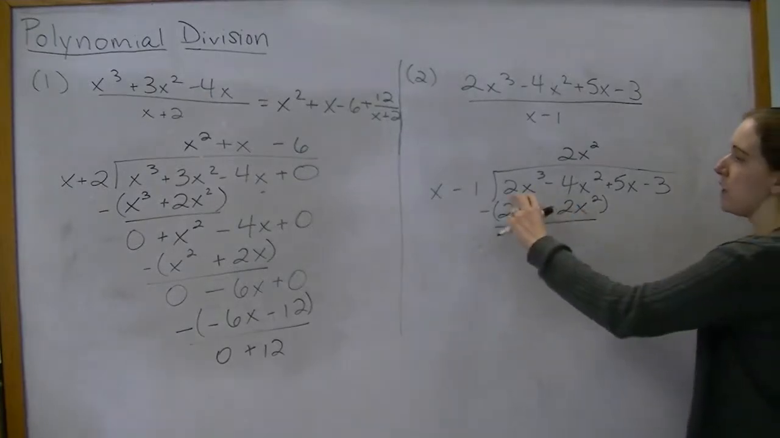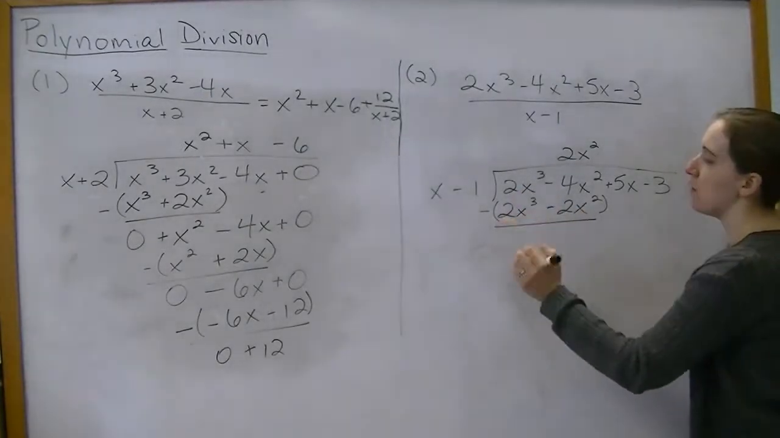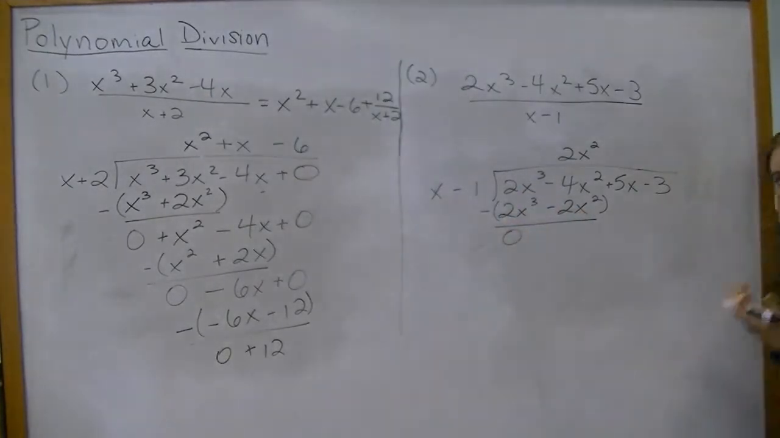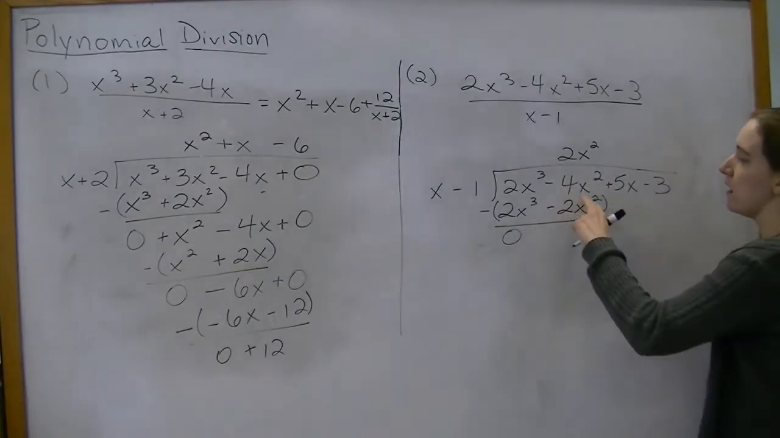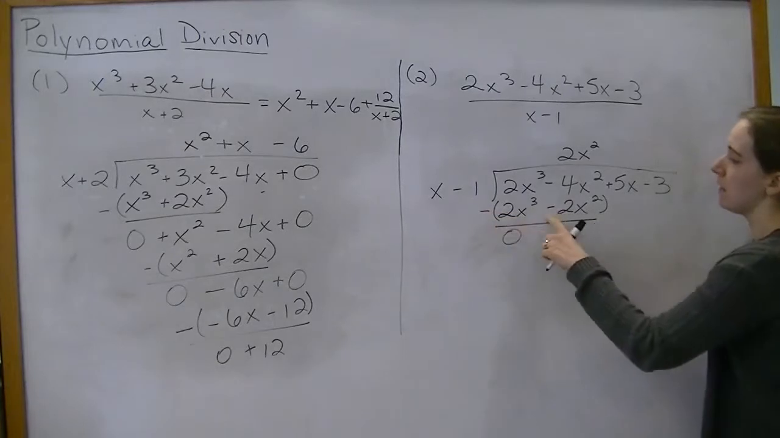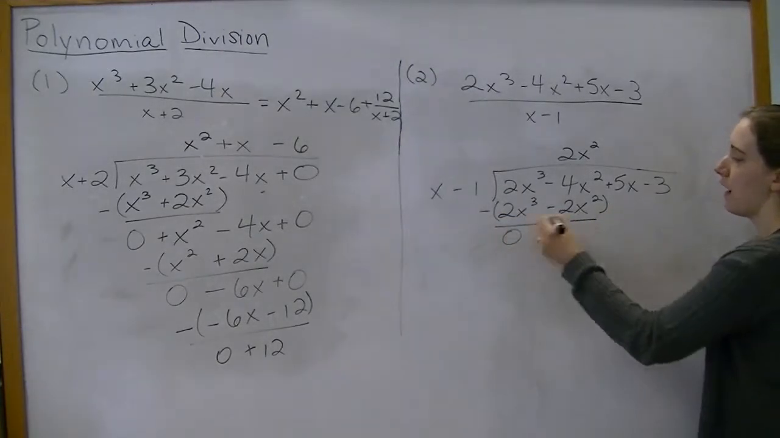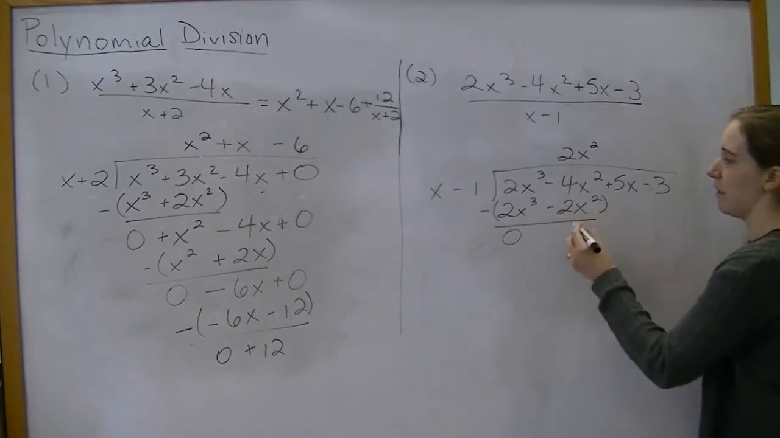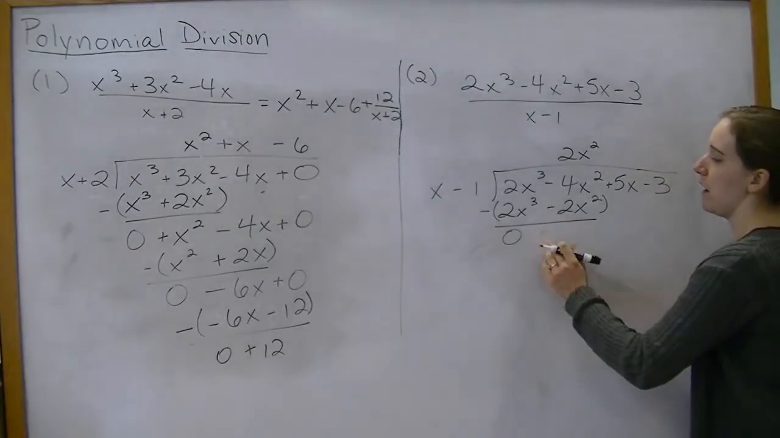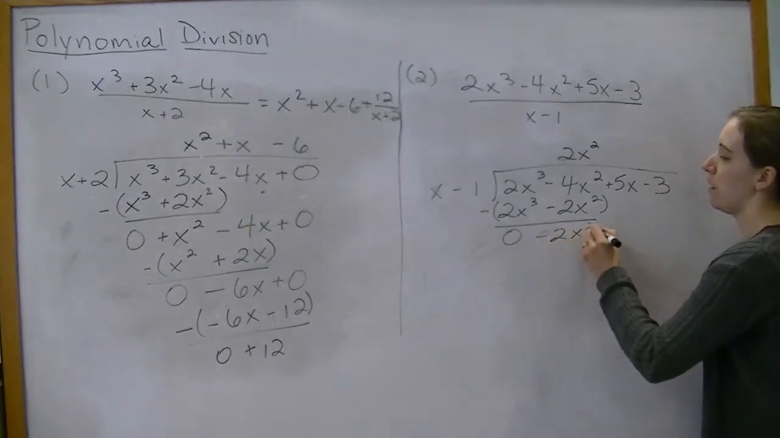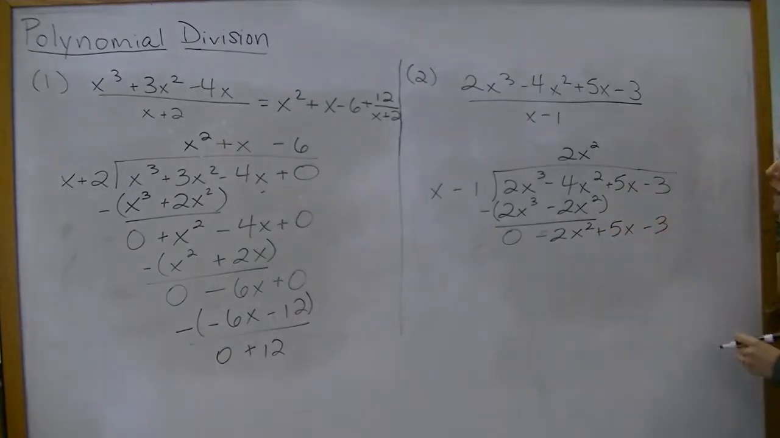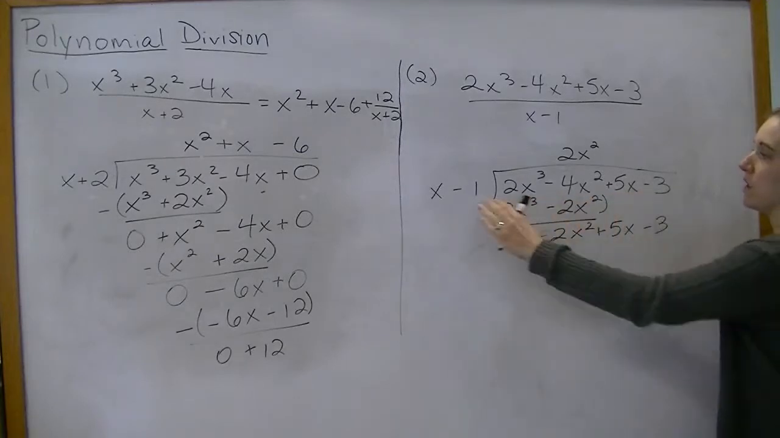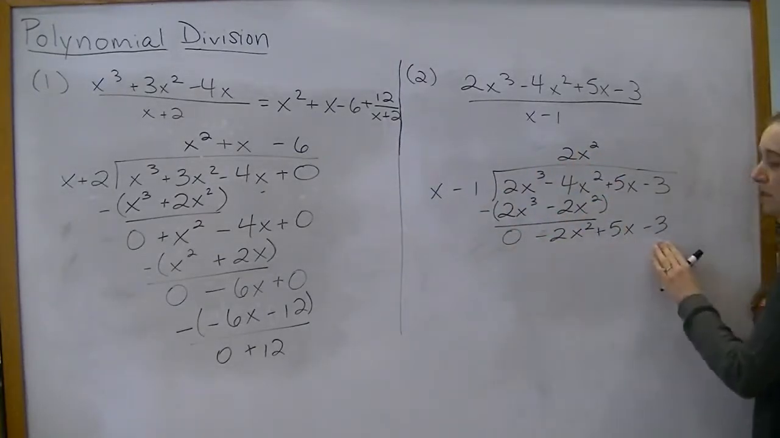So we get 2x cubed minus 2x cubed, so that becomes 0, so that's our first good step. Then I have minus 4x squared minus negative 2x squared, so that I'm adding 2x squared to negative 4x squared. I'm going to end up with minus 2x squared, and then bring down the rest. So again, I've done one step. I could rewrite this equation as this times this plus all of this.